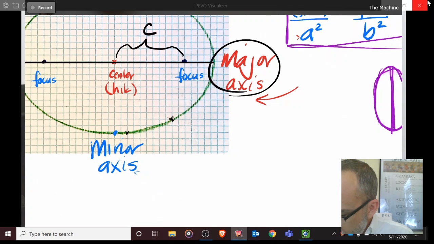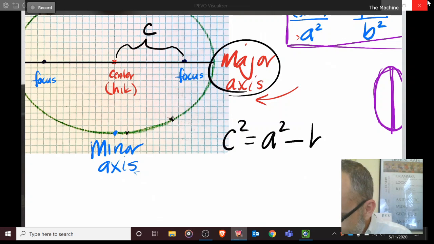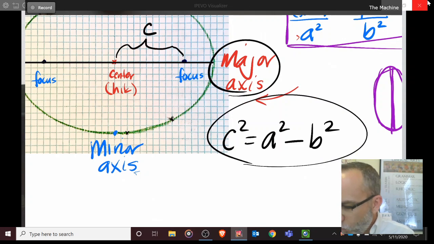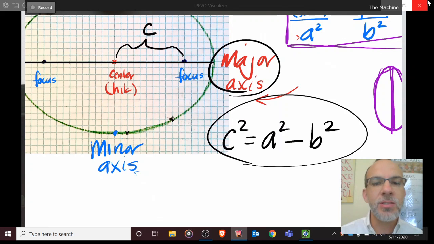Now, you need to memorize this. C squared is equal to A squared minus B squared, where C is the distance from the center to the focus. Now, it looks like the Pythagorean theorem, but it's not. It's a minus in there. It's based on the Pythagorean theorem, if I remember right, but the A's and the B's and the C's are different side lengths, and so to make them fit this, it's slightly different.